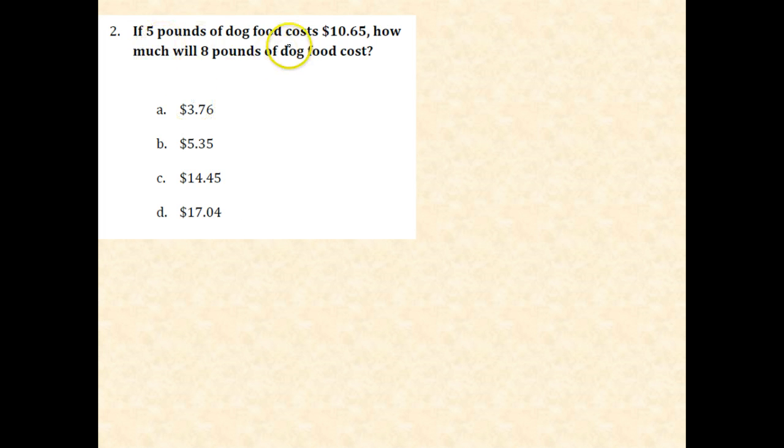If 5 pounds of dog food costs $10.65, how much will 8 pounds of dog food cost? Well, there's two ways you can set up a proportion with this situation. You can say 5 pounds to 8 pounds is going to equal $10.65 to the price of 8 pounds. Or you could say 5 pounds to the price of 5 pounds equals 8 pounds to the price of 8 pounds. And if you look, when you cross multiply either one of these, you're going to get the same thing.